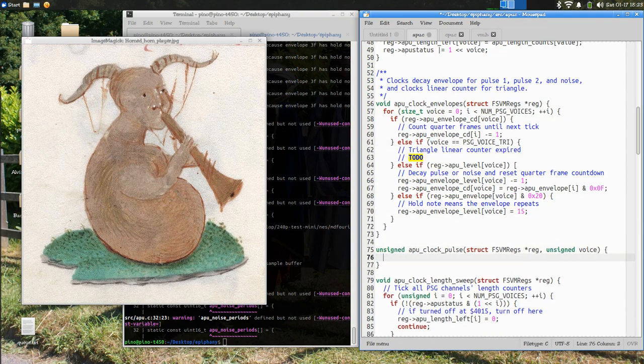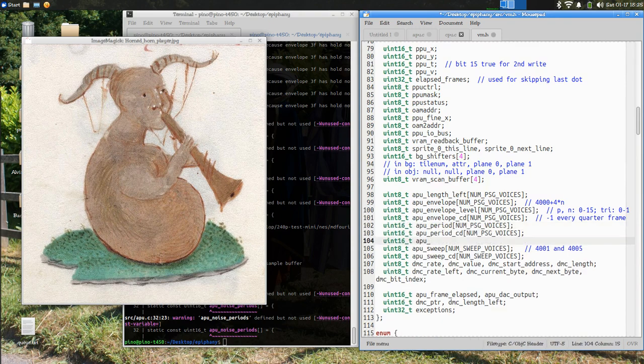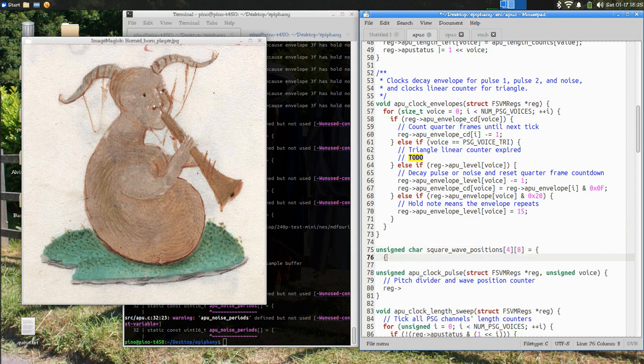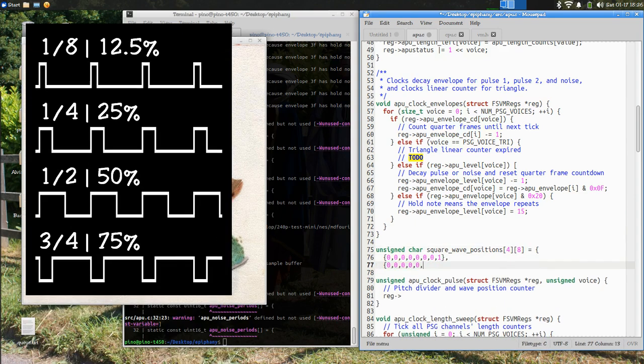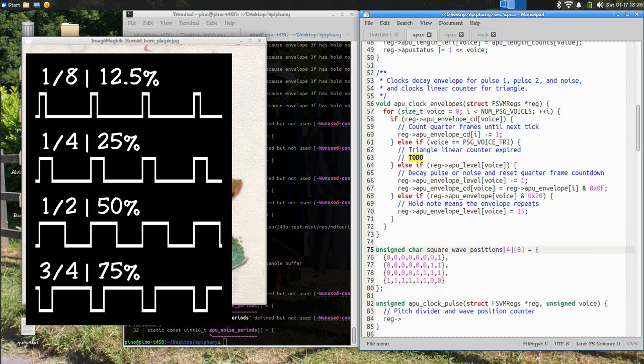I made a function to clock a pulse channel and return its volume. The channel has a period divider that controls the note's pitch. Every time the period expires, it moves to the next step of a wave. Each pulse channel can be set to one of 4 widths, 1/8, 1/4, 1/2, or 3/4. This controls how wide the crest and trough parts of the wave are.